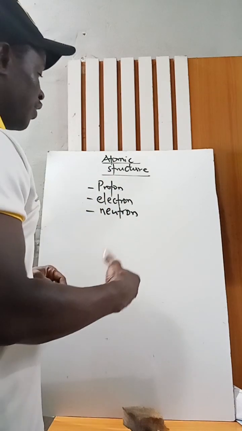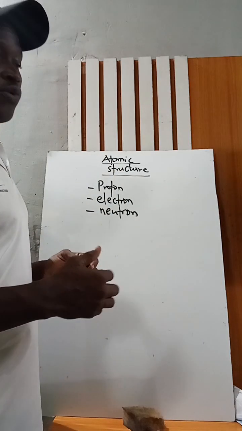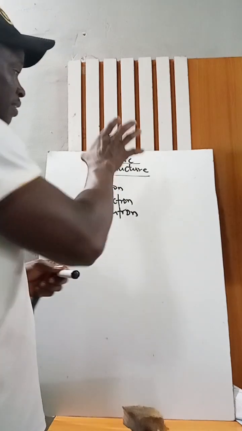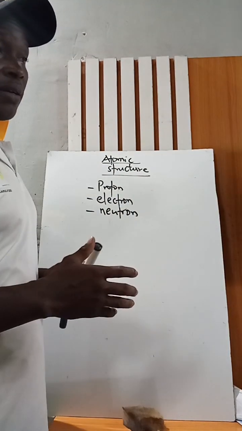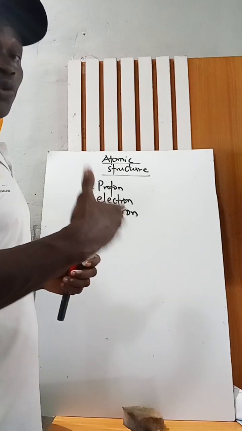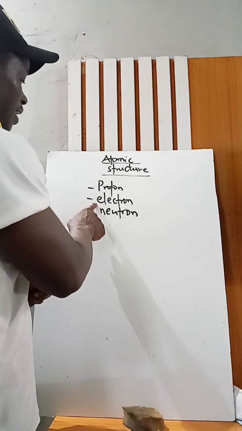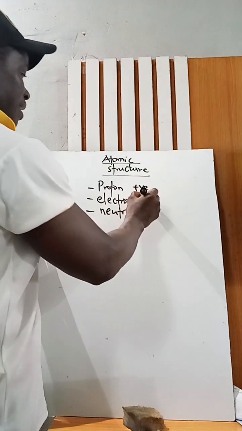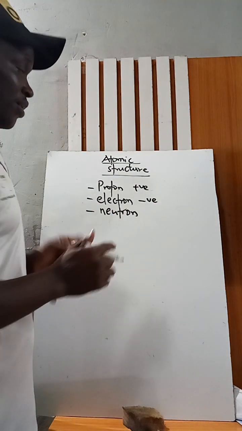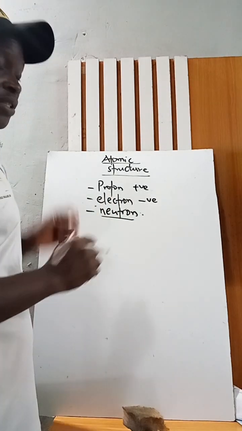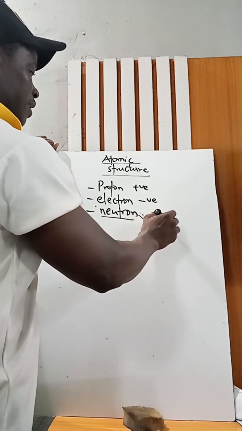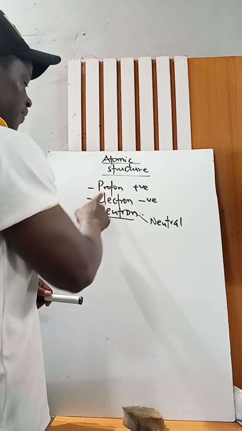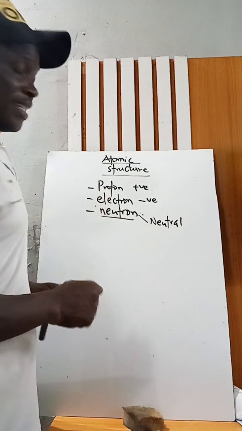Like I said, this video is targeted to those people whose foundation is probably not so strong. They skipped this basic topic in chemistry, or they just want to refresh their memory. So proton, electron, and neutron. Proton is positively charged. Electron is negatively charged. And neutron has no charge. That means neutron is usually neutral in an atom. So proton is positive, electron is negative, and neutron is neutral.